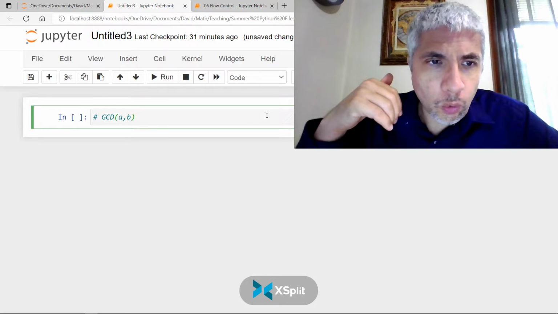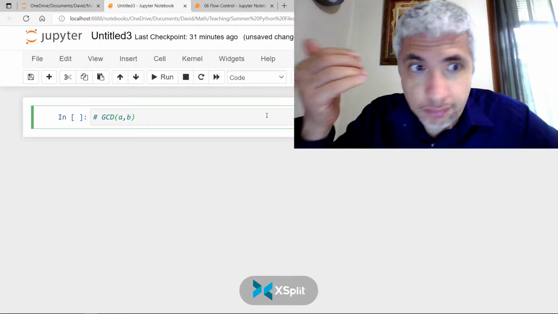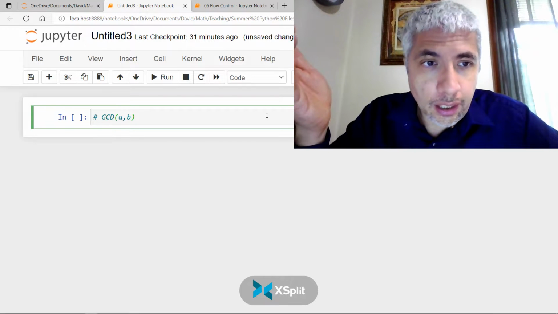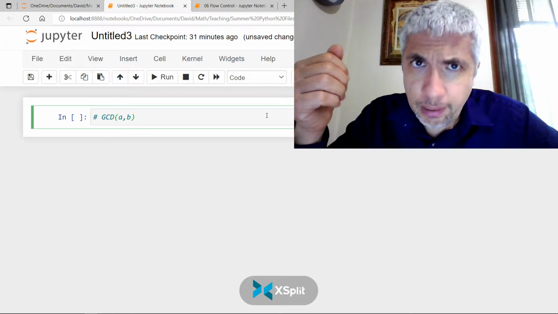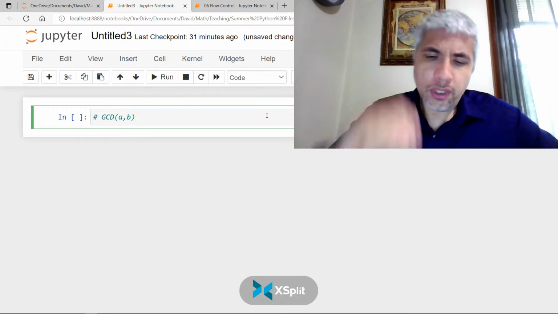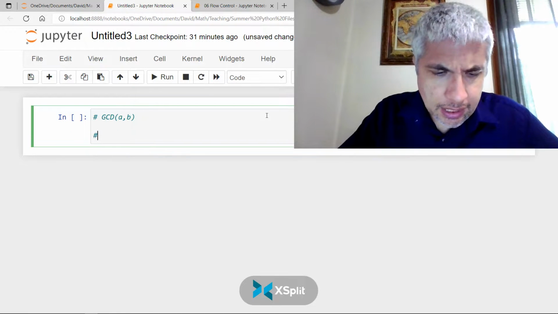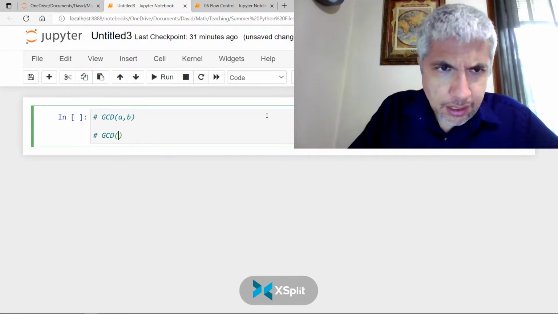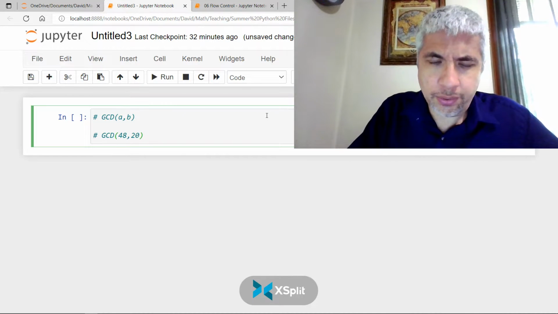So what's one way that I could do this? Well, there's many ways that we could actually do this in Python if we wanted to write code to find the GCD. Let's think about what some of them are. So let's do just a quick example of some GCDs to get used to things. So let's say we want the GCD of 48 and 20.